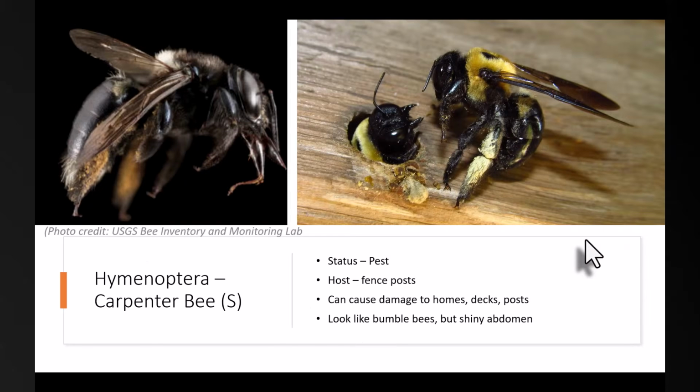So that concludes the junior and intermediate Hymenoptera. Seniors, stay on so you can learn the additional species that you need to know for only seniors. And our first one are the carpenter bees.